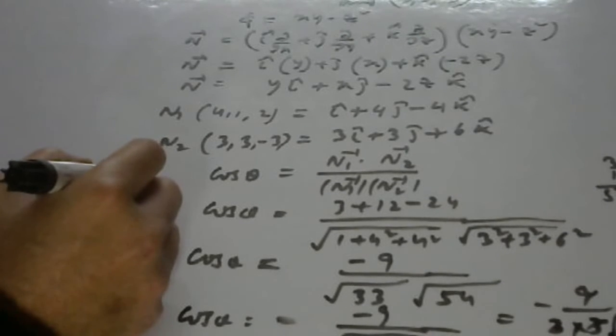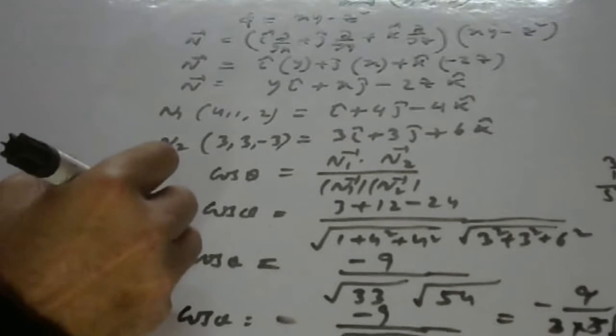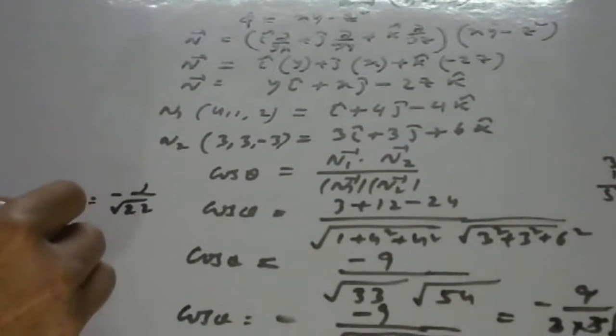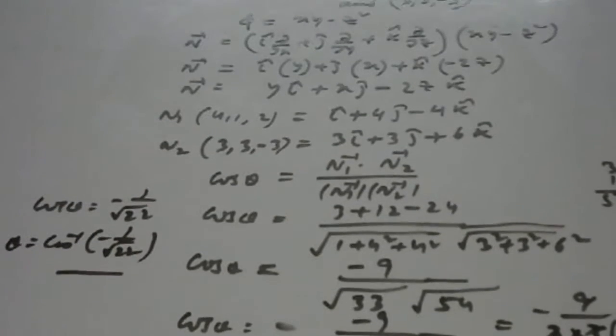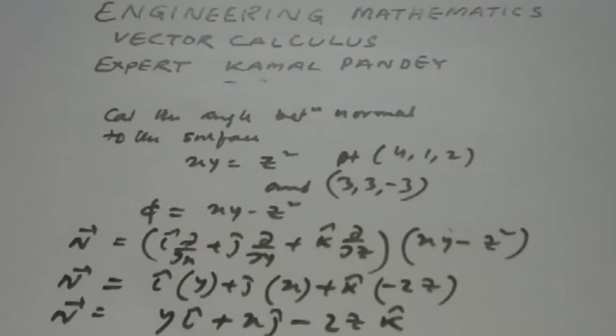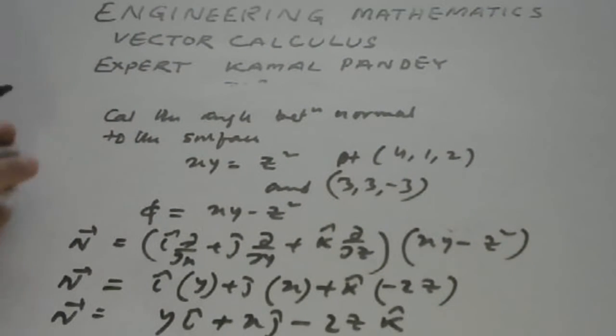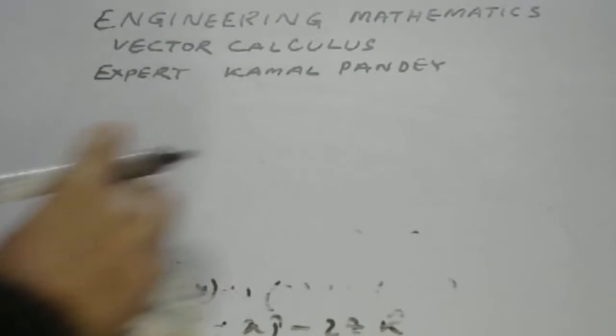this value equal to minus 1 upon under root of 22. Theta is equal to cos inverse of minus 1 by under root of 22, and this is the required solution of the question. Okay, next question we have, two vectors are orthogonal to each other if their dot product is 0.